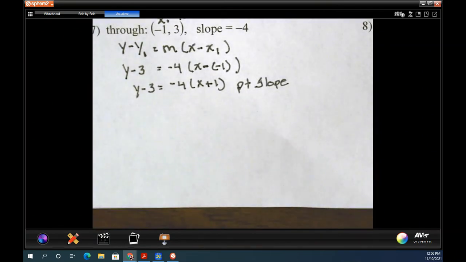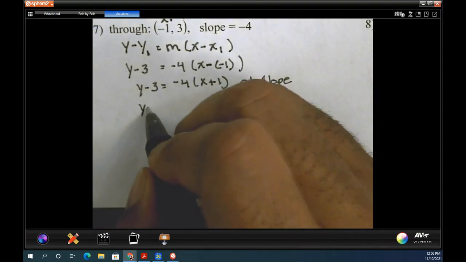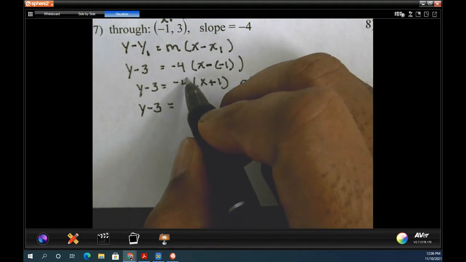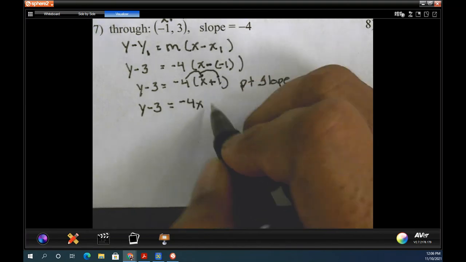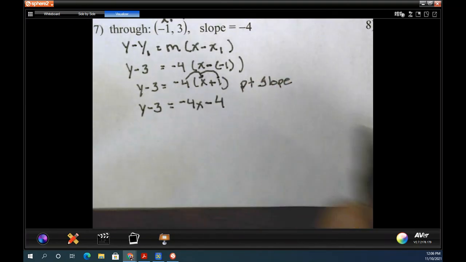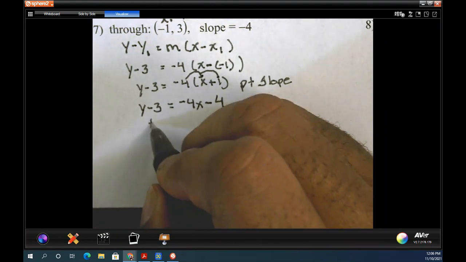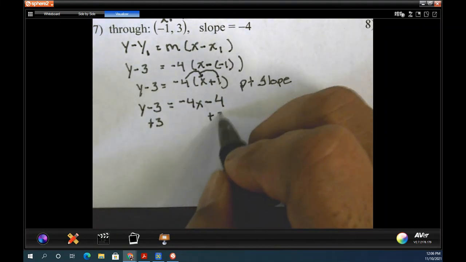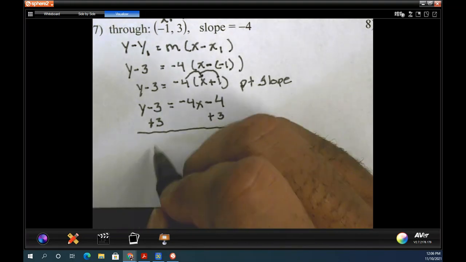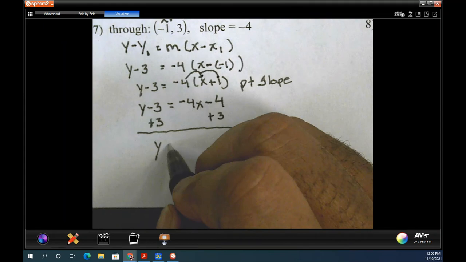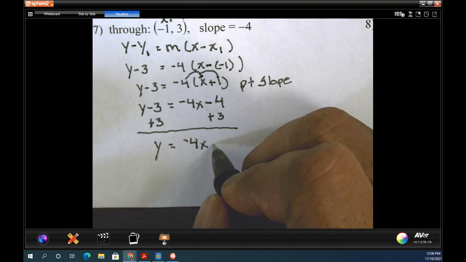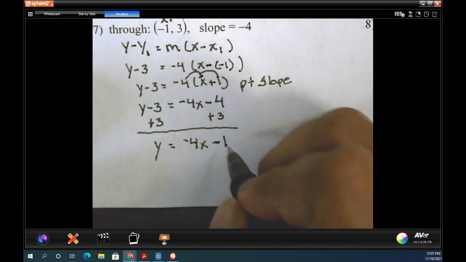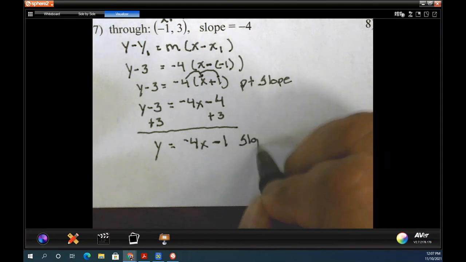We got that. All right, now rewrite the left. Y minus 3, negative 4 times x is negative 4x. Negative 4 times 1 is negative 4, so it's minus 4. All we have to do is add 3. Do the opposite. Use your calculator. So now we have y equals negative 4x. Negative 4 plus 3 is negative 1. And you put that in your calculator. Minus 1. Now that is slope-intercept.